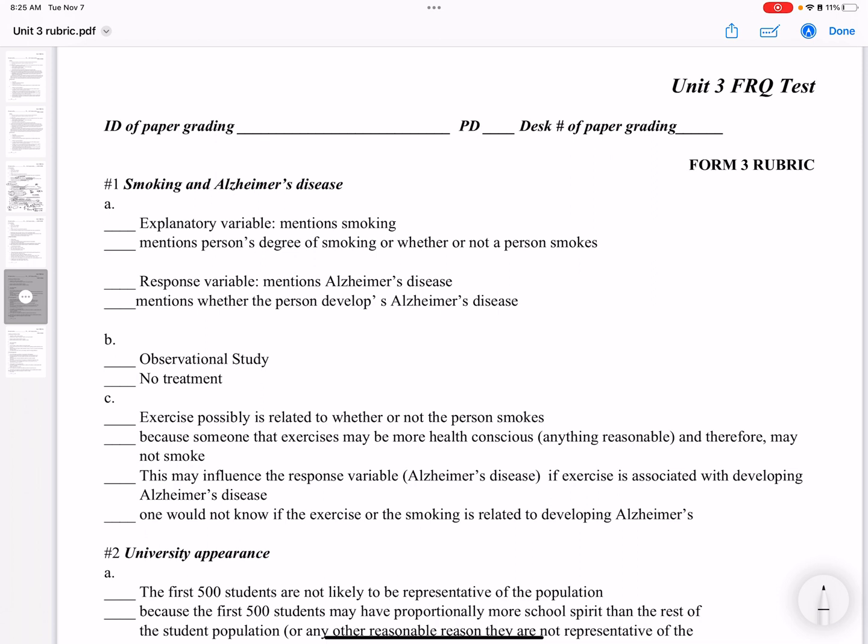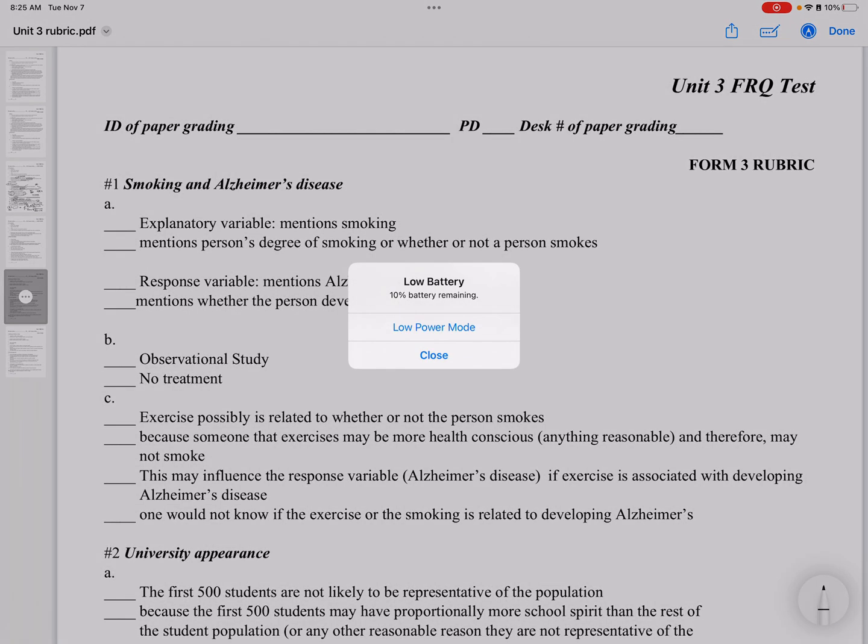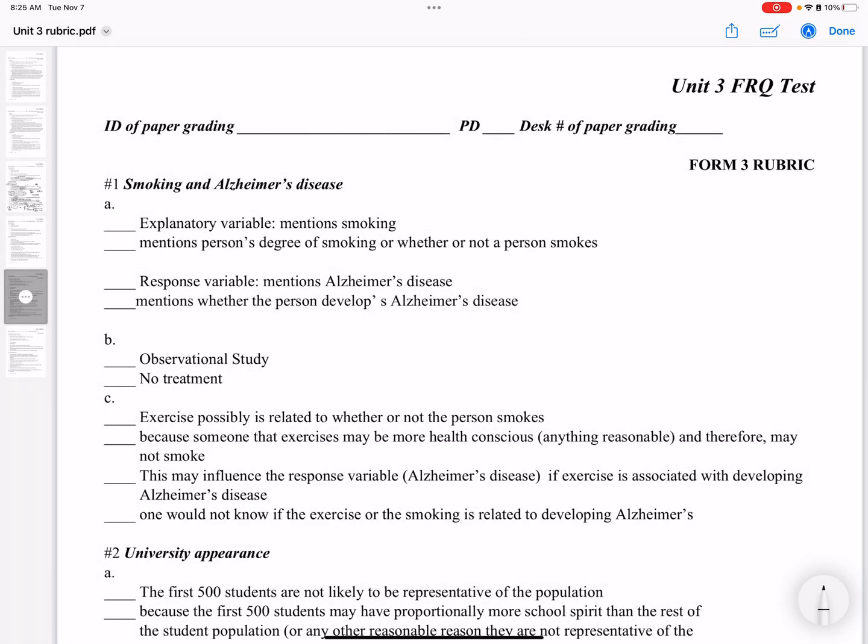there's a study, and it was trying to connect potentially Alzheimer's disease and smoking. Alzheimer's disease is kind of like dementia, but starts earlier, and it's just trying to see if there's an association with smoking. Notice it says the study finds a strong association between smoking and Alzheimer's, and it gave you what the article reported, and then it wants you to find the explanatory and the response variable. Now, give your person credit if they mention smoking.